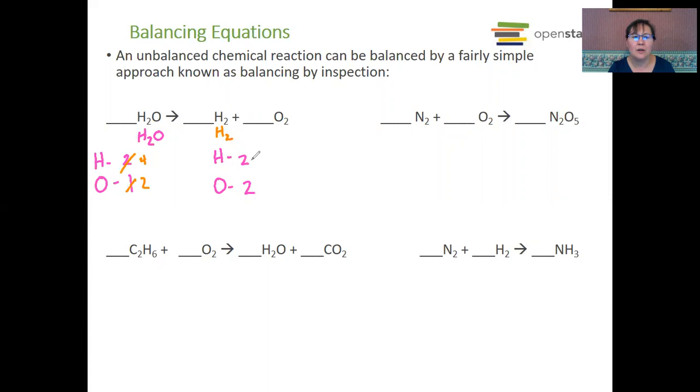I'm going to add another one of those. And now I have 4 hydrogens and 4 oxygens. Now I look at this and I say, okay, I am balanced. So I can write these in. And so I see that I have 2 waters, 2 hydrogens, and I have 1 oxygen gas. You can leave this one empty if you want to.